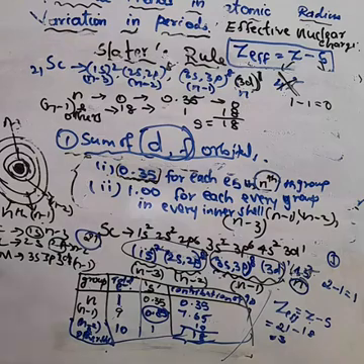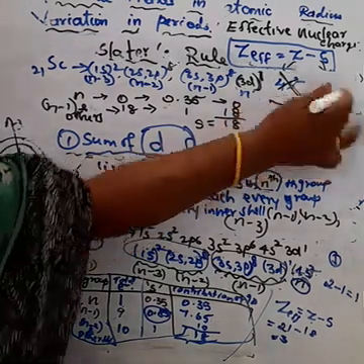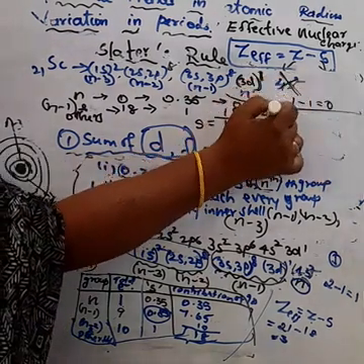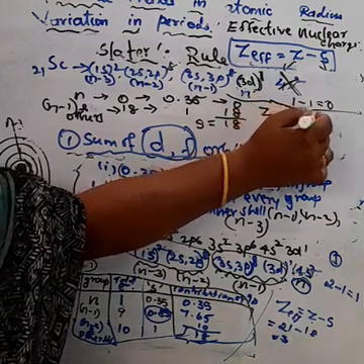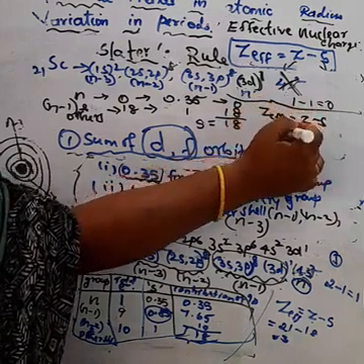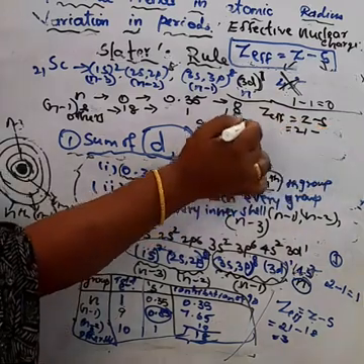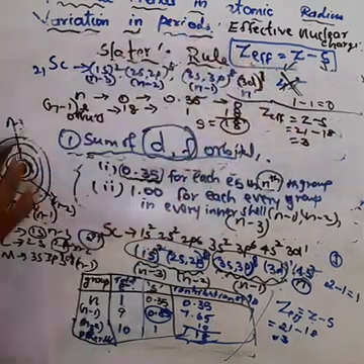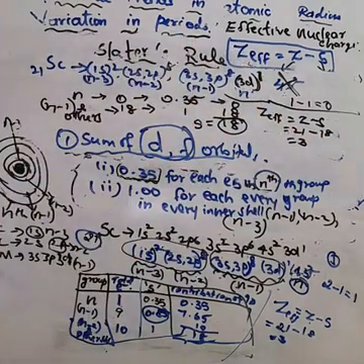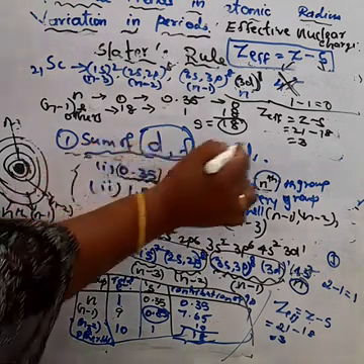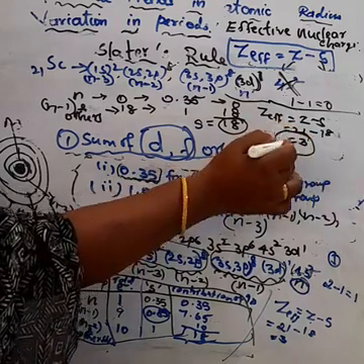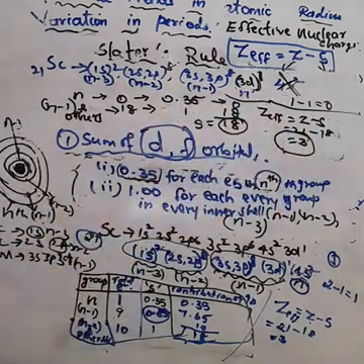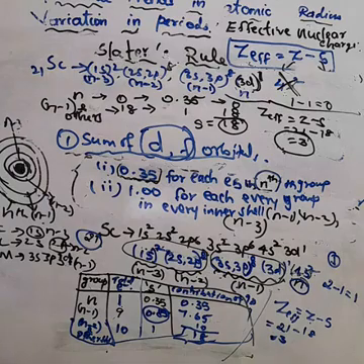Understood? S value is 18. So the effective nuclear charge Zeff is equal to Z minus S. What does Z mean? The atomic number of scandium, 21, minus the screening S value, that is 18, for the 3d orbital of the scandium atom. 21 minus 18, we get 3. The effective nuclear charge for the 3d1 orbital for this atom is 3. This is how we calculate the effective nuclear charge.